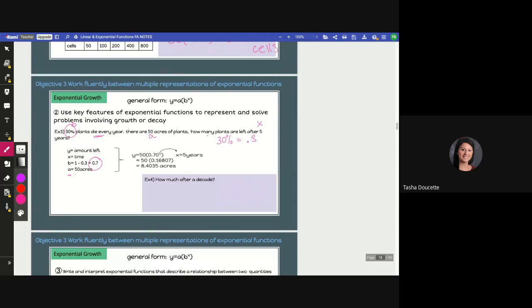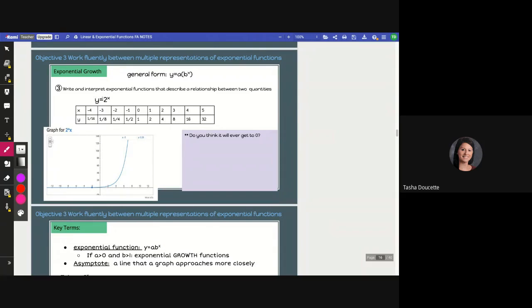The extended question here is how much after a decade? Again, how long is a decade? We know that is 10 years. You already have your equation that you created. So that's 50 times 0.7 to the 10th power. And we get that it is 1.4 acres left.